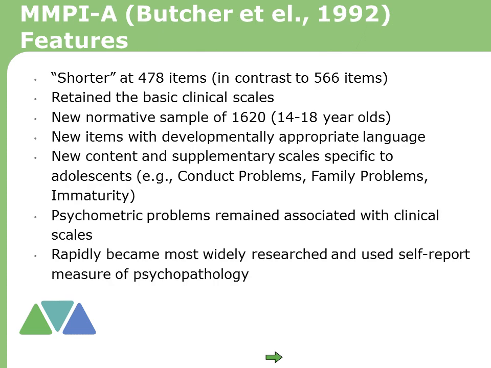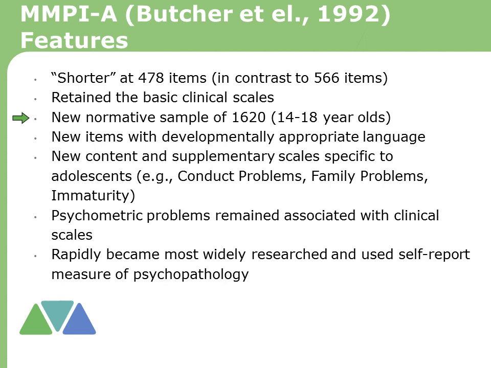So in the late 1980s, a steering committee was created by the University of Minnesota, which resulted in 1992 in the publication of the MMPI-A. It was shorter, at 478 items. It retained the basic scales. It not only retained them, but an explicit goal was to leave the basic scales alone as much as possible, except for minor item rewording to improve clarity.